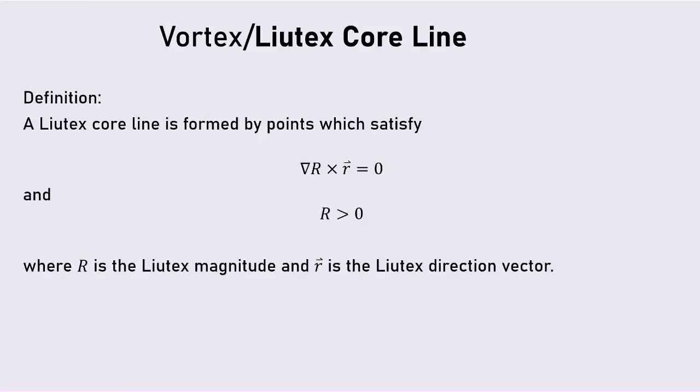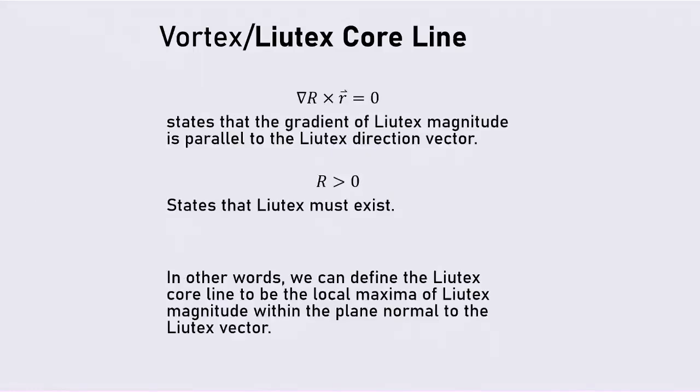We can define the Liutex core line using two simple rules. A Liutex core line is formed by points which satisfy the gradients of the Liutex magnitude cross product with the direction of Liutex equals 0. This simply means that the gradient lines and the Liutex lines are parallel with each other. And this is only true when you're very close to the core line. And obviously, Liutex exists. So Liutex magnitude is greater than 0. R is greater than 0. And that's just what I said.